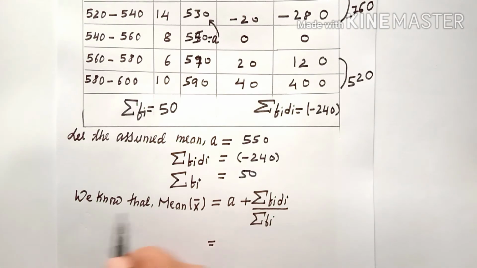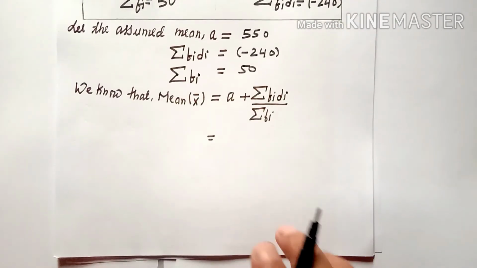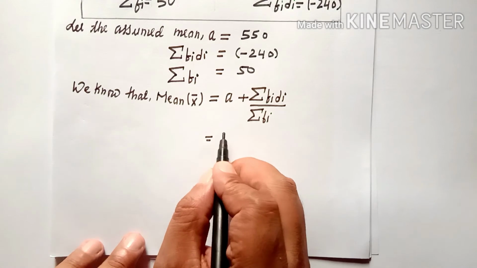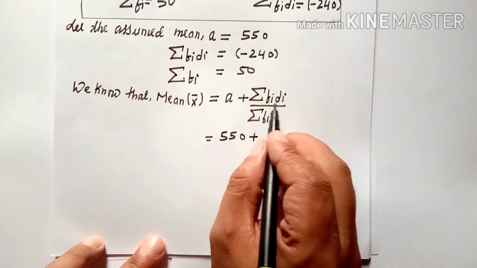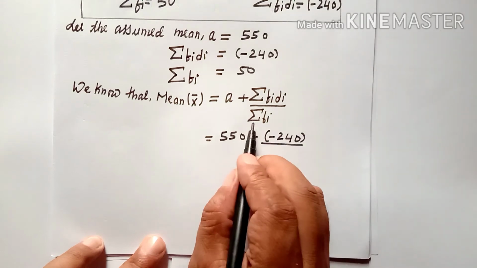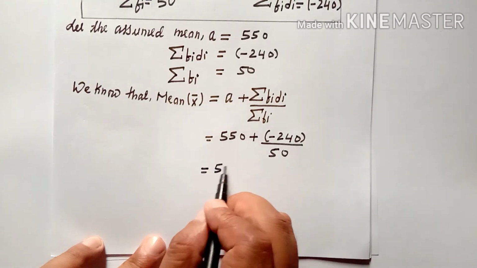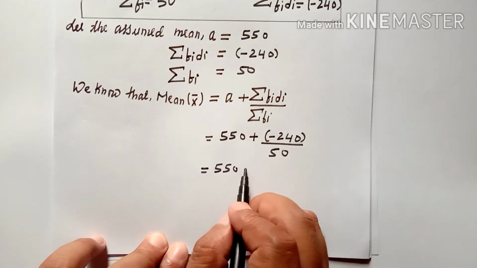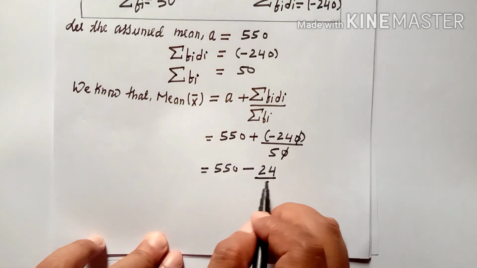Now take the formula. We know that the mean by using the shortcut method equals a plus sigma f i d i divided by sigma f i. Now you can substitute the values here. A value, that is 550. After that, plus sigma f i d i value minus 240 divided by sigma f i, which equals 50, which is equal to 550 plus minus or minus, 0, 0 we can cancel here. So we have 24 divided by 5.